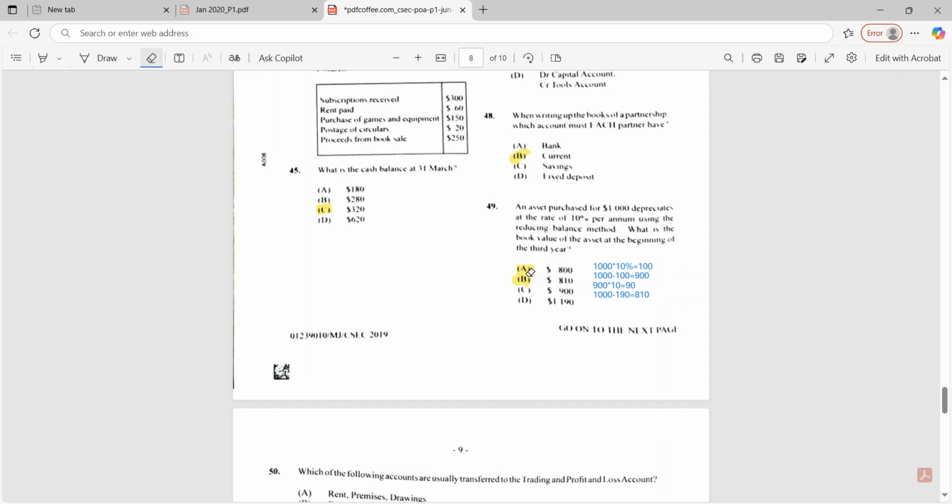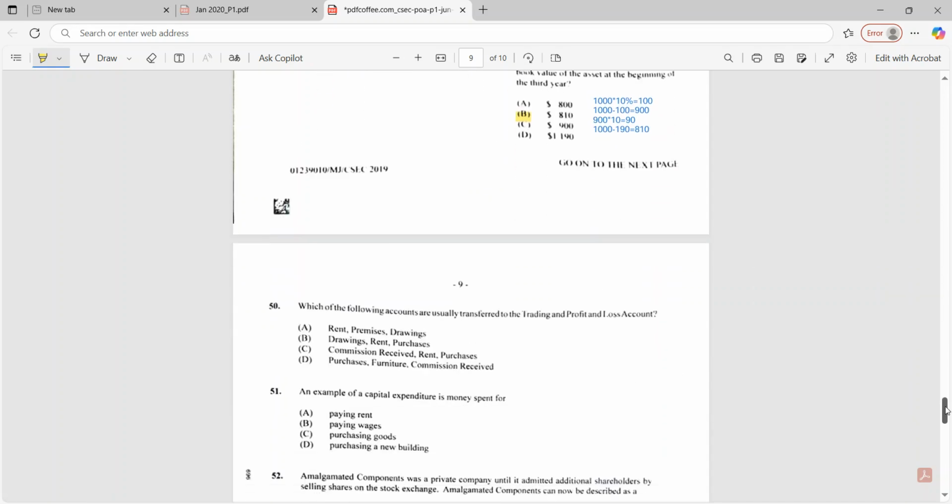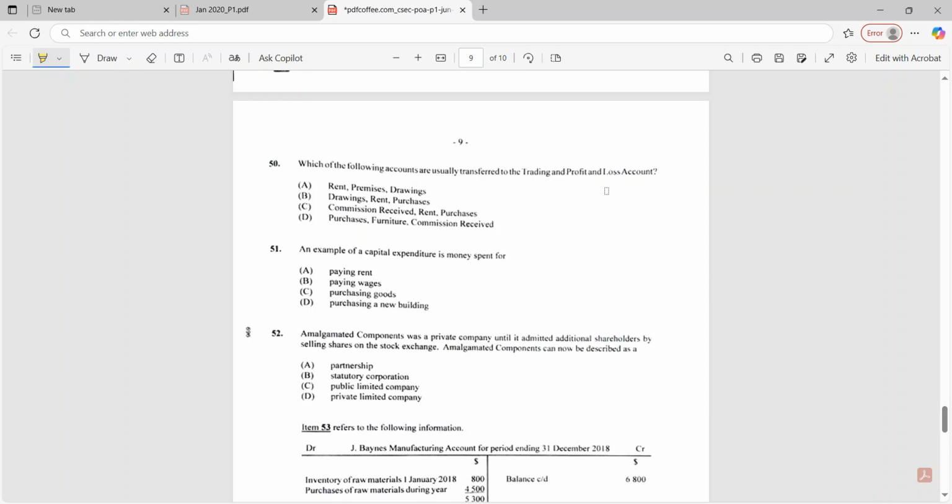All right, let's move on to question 50. Which of the following accounts are usually transferred to the trading and profit and loss account? Is it rent, premises, and loans; rent, purchases, commission received; rent and purchases; or purchases, furniture, and commission received? All right, so we know that the trading and profit and loss account does not have loans, so those with loans would not be the answer. Now, does the furniture account go to the trading and profit and loss account? No. So therefore, it's the commission received, rent, and purchases.